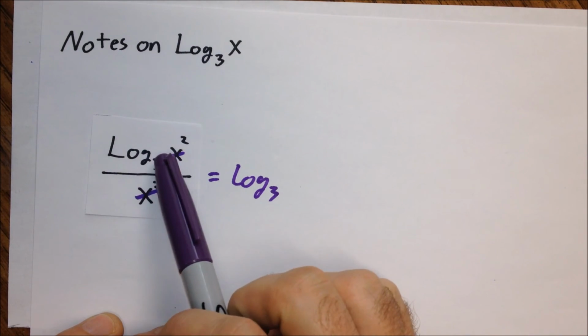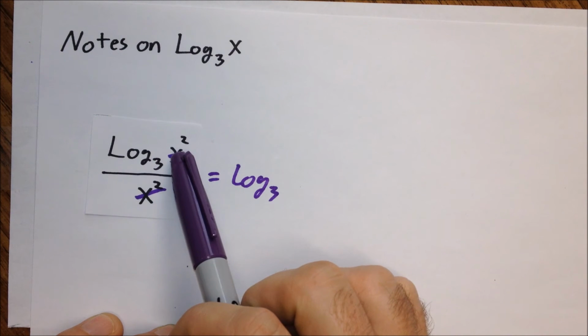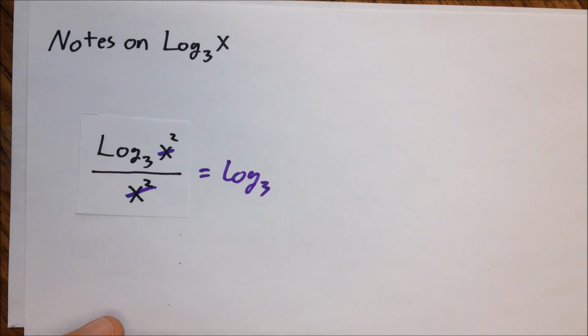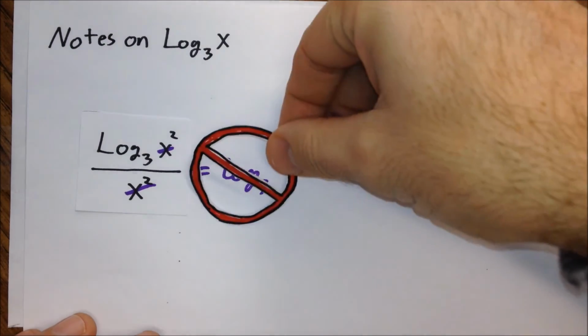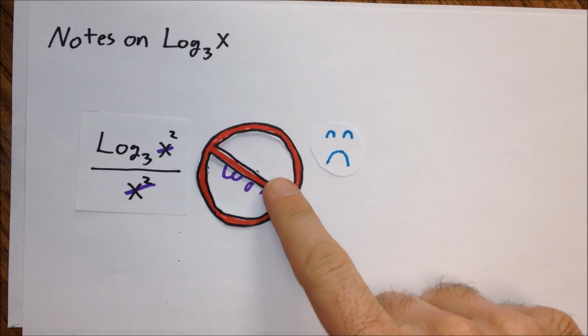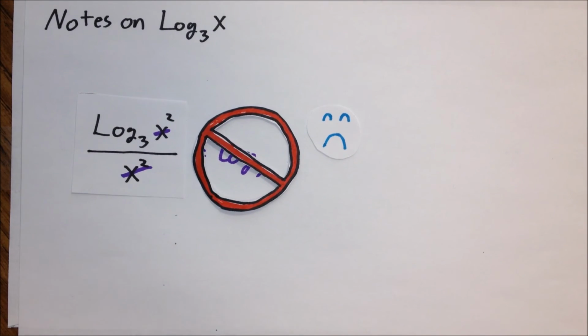Similarly, we know that cancellation only works with multiplication, and so this is not log 3 times x. This is not a multiplication problem. This is a problem where x squared has been put inside the log base 3 expression. So when I see something like this, I'm going to put a big don't-do sign around it, and I'm going to couple that with a little sad face, because we don't want to do this, and it makes me sad when I see you do that.